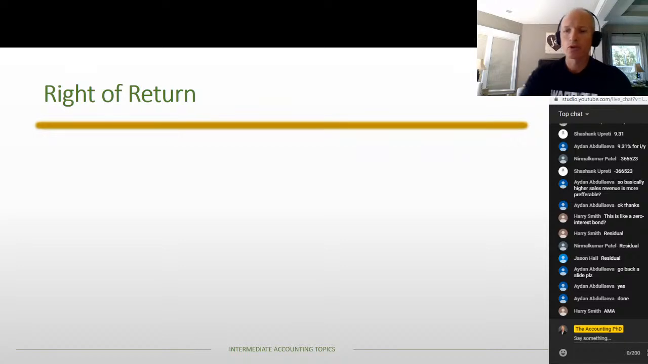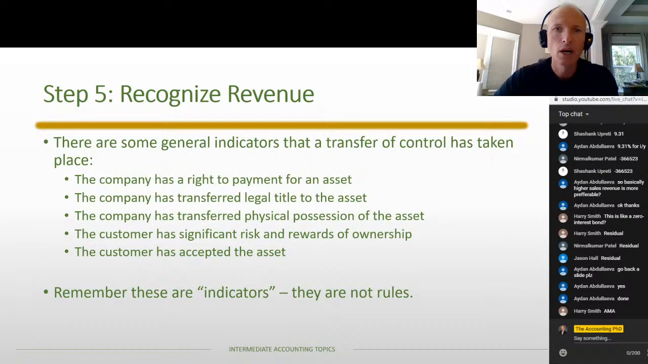All right, so now we're going to go through some more specific issues. Those are the 5 steps. Now we're going to go through some more specific issues, some things to think about within the context of revenue recognition.